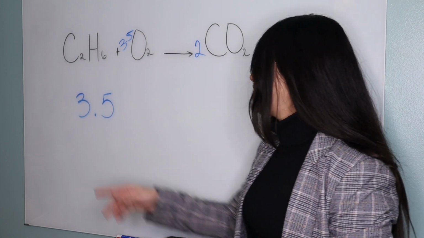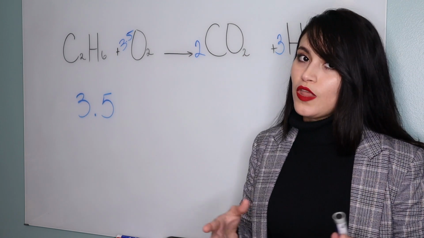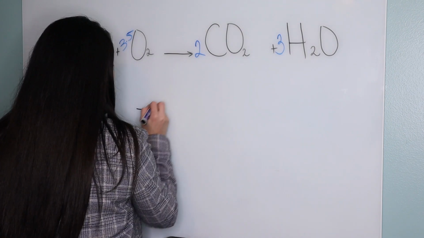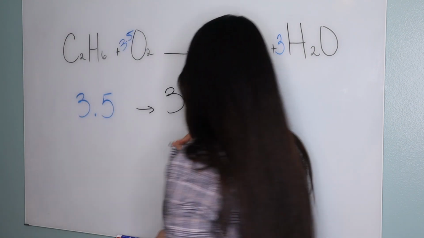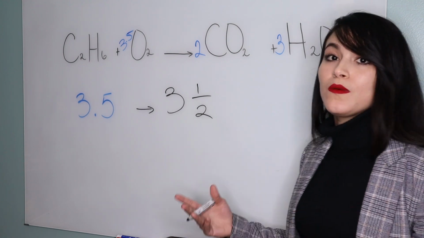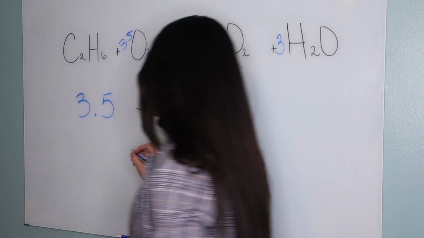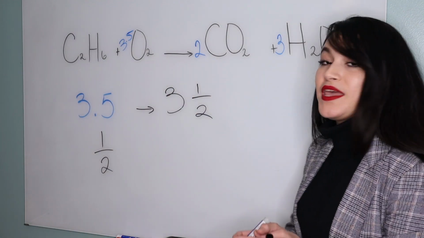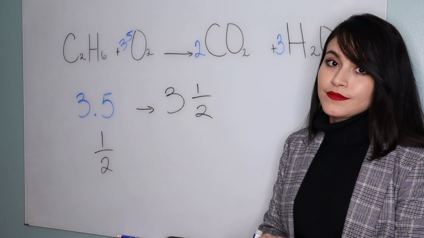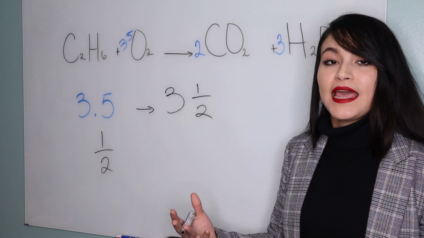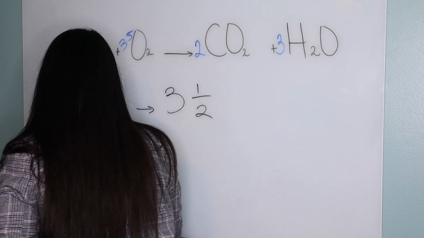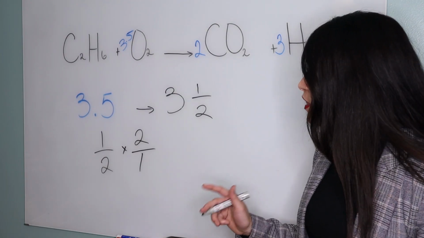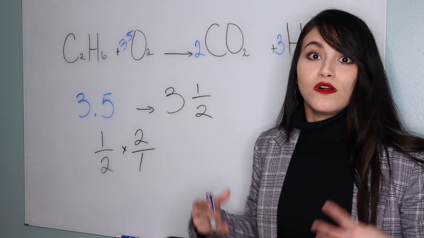So what can we do to make this 3.5 into a whole number? One way to think about it is that 3.5 is the same as 3 and 1/2. This 3 is already a whole number, so let's go ahead and focus on this fraction. If we have 1/2, what will we have to do to it so that it becomes a whole number? And the answer to that will be to multiply it by its inverse, which will be 2 over 1. And we can all agree that 2 over 1 equals 2.